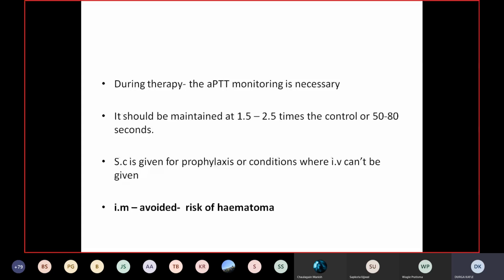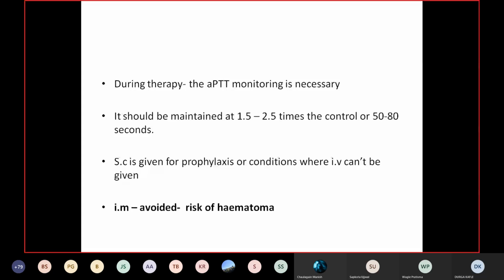Okay, after adding some reagents, the normal APTT is around 30 to 40 seconds. When you give anticoagulant agents, the APTT is increased because we are adding anticoagulants. We are giving anticoagulants in that patient, so the clotting time is prolonged by giving the anticoagulant.